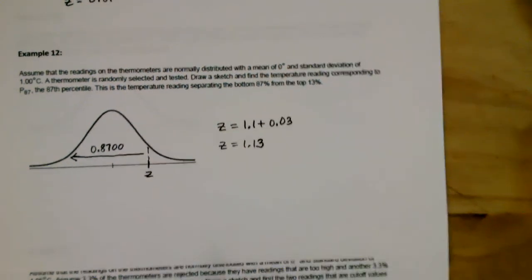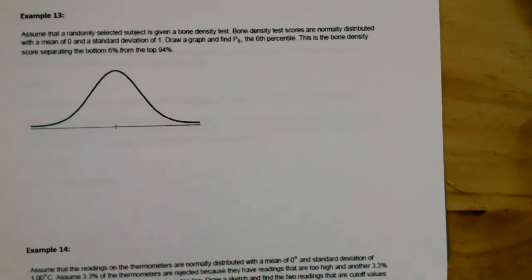Okay, here's another example. Assume that a randomly selected subject is given a bone density test. Bone density test scores are normally distributed with a mean of 0 and a standard deviation of 1. Draw a graph and find P6, which is the 6th percentile. This is the bone density score separating the bottom 6% from the top 94%.